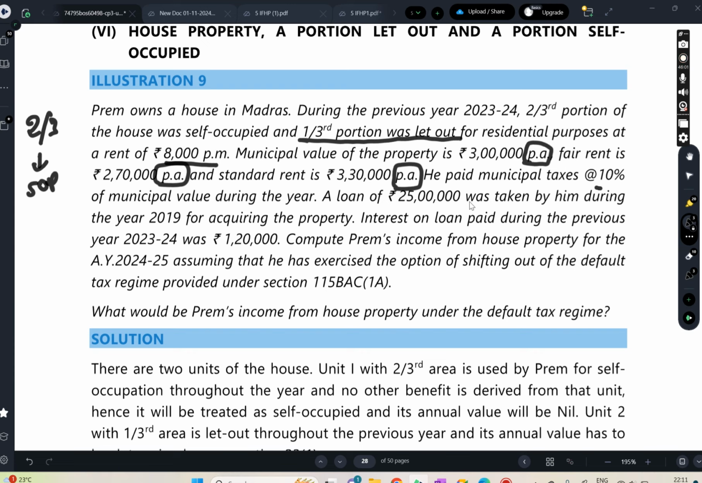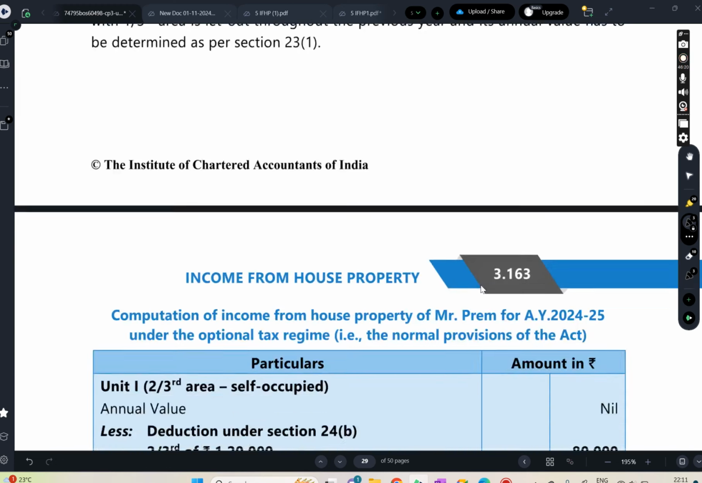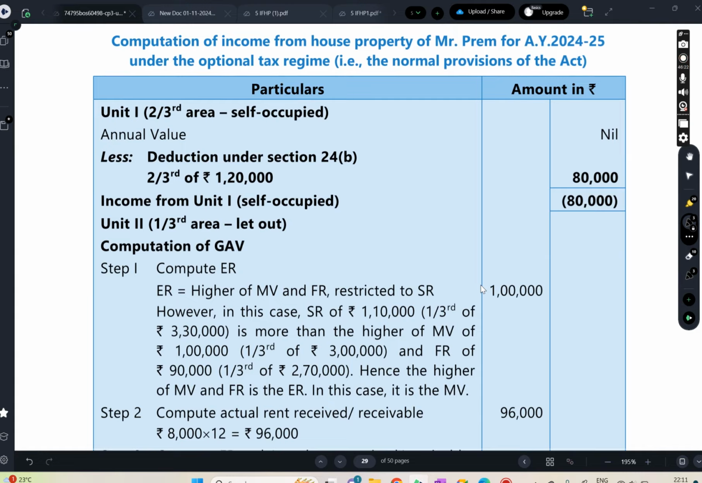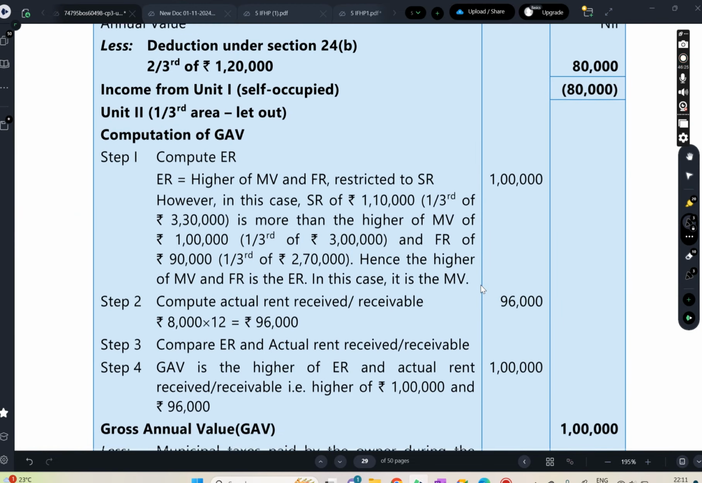Okay, he paid municipal taxes at the rate of 10% of the municipal value during the year. Municipal taxes here, for the self-occupied property, can you claim them? Whatever municipal taxes you paid, you cannot claim. Okay. Now, there is one important thing here that I want to clarify right here.